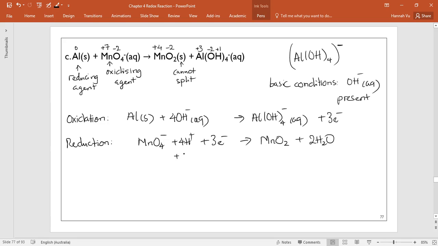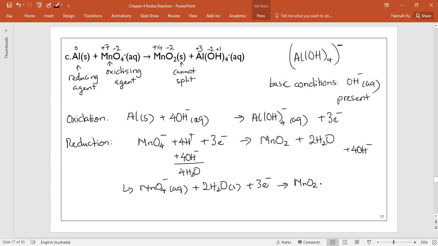Now I am going to convert this to basic conditions by adding hydroxide. So 4 OH minus on either side. This is 4 H2O. I'm just going to write the final product here, just to leave myself a little bit of room to write the overall equation. So MnO4 aq, you should be able to cancel some of the water out. There's 4 on the reactant and 2 in the product, so you should get 2 left. And 3 electrons going to MnO2 solid and 4 hydroxide ions. Okay, so that's the reduction.